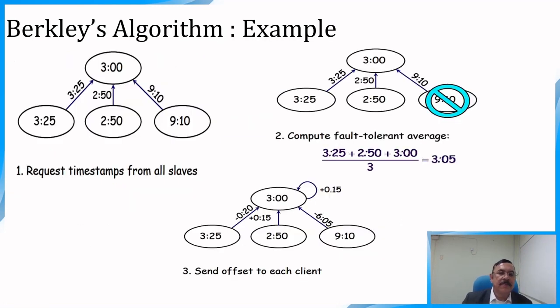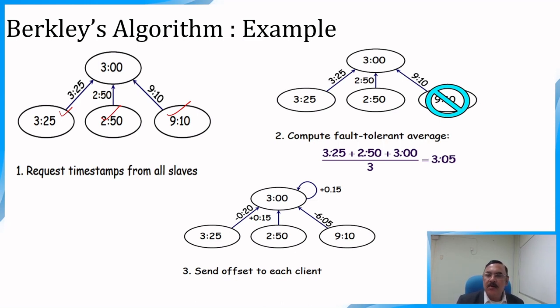Berkeley's algorithm is stated using this particular example. Now, you can see that there are three different processes, 325 and 250 and so on. Berkeley's algorithm can be stated using this particular diagram. You can see that the master now will take the clock values of all the clients. So, Berkeley's algorithm is shown over here.